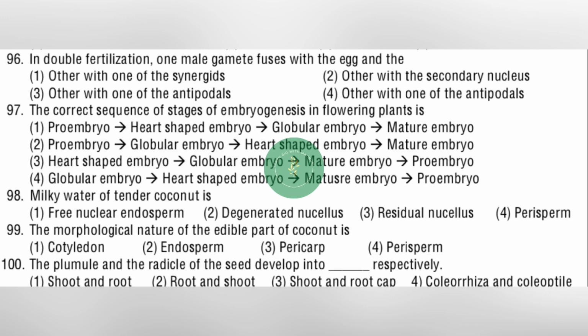Question number 98. Milky water of tender coconut is option number 1, free nuclear endosperm. Question number 99. The morphological nature of the edible part of coconut is option number 2, endosperm. Question number 100. The plumule and the radicle of the seed develop into dash respectively, and it is option 1, shoot and root.